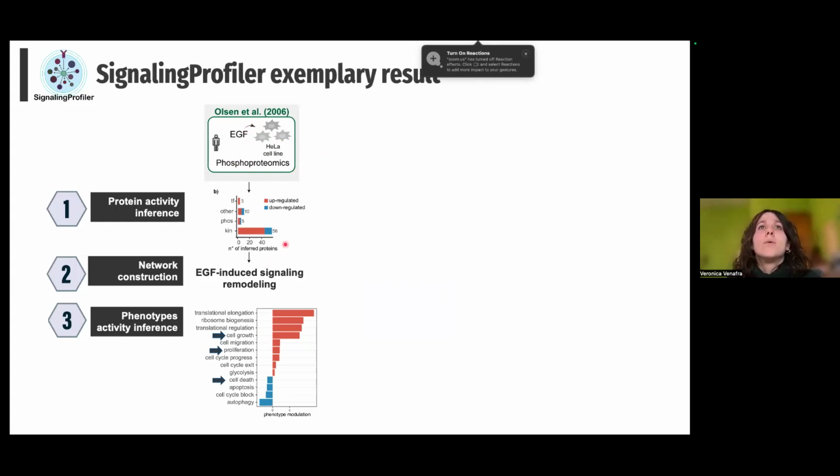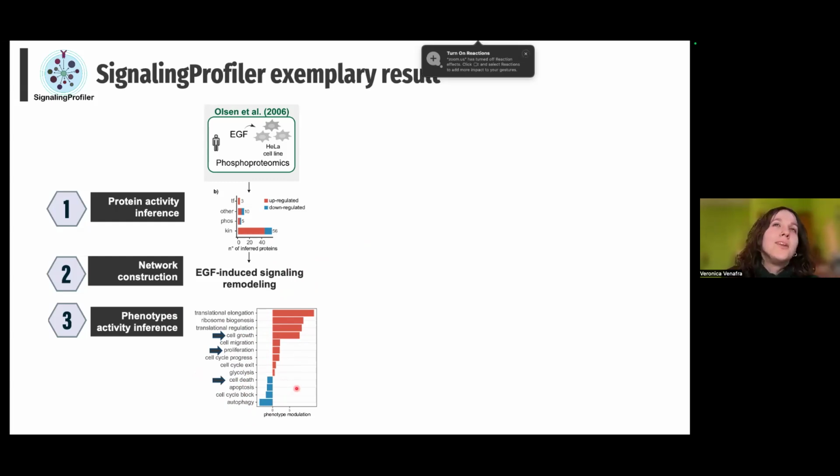So as you can see, with Signaling Profiler, we could infer more than 70 proteins from the sole phosphoproteomics. We can also infer the activity of transcription factors without transcriptomics because, as I was saying earlier, we consider the regulatory power of phosphosites on transcription factors. And we connected all these proteins in a network that represented the EGF-induced signaling remodeling. And as expected, importantly, we noticed that the signaling axis activated the cell growth and proliferation while inhibiting apoptosis and cell death. So the results are biologically relevant.